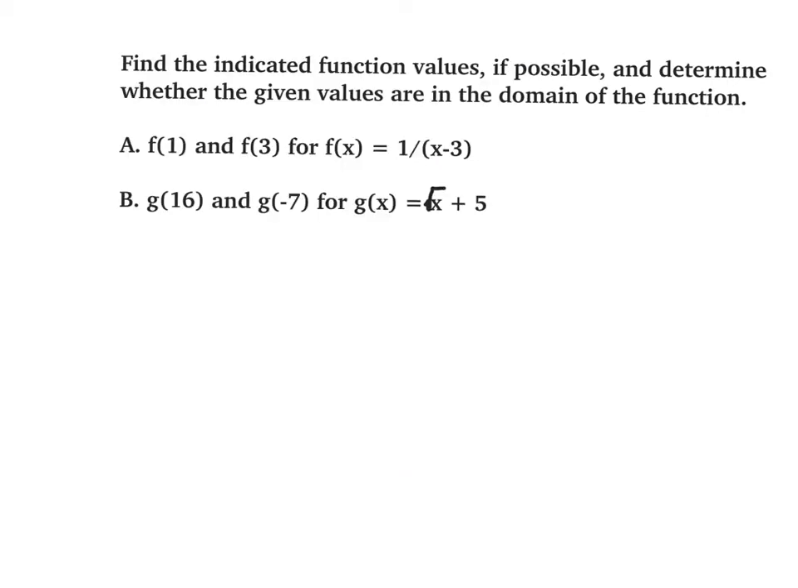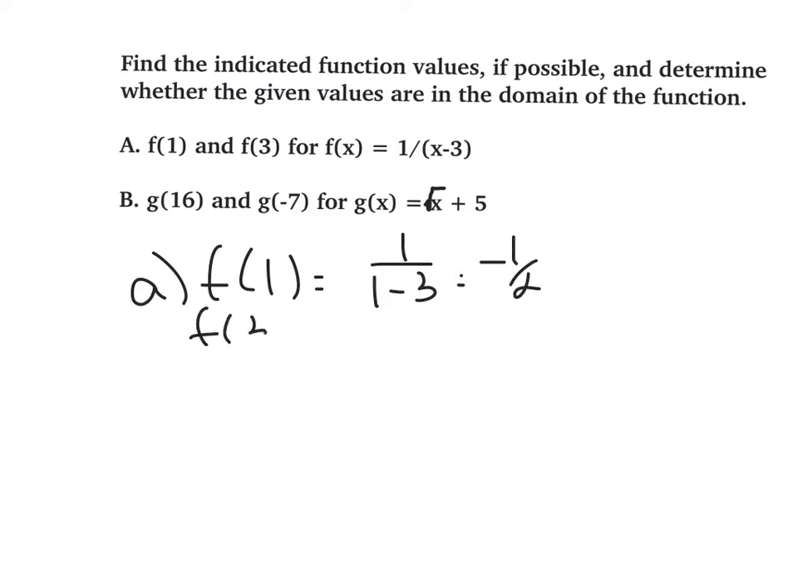Find the indicated function values if possible and determine whether the values are in the domain. So some of these are going to be possible, some are not. The first one says f of 1. So I would do this, just remember, plug the 1 in. 1 over 1 minus 3 would be -1/2. That's fine. The second one says f of 3. If I plug 3 in, bad things happen. I get 3 minus 3 in my denominator, which is 0, which means that's not part of the domain. That's undefined because you cannot have 0 in your denominator.